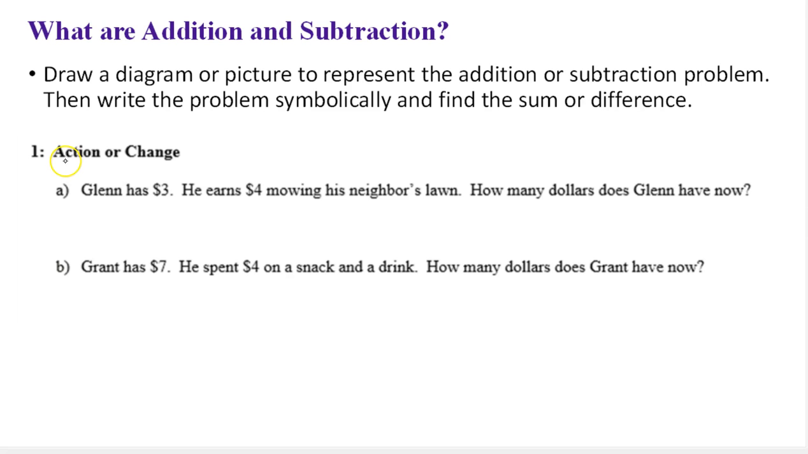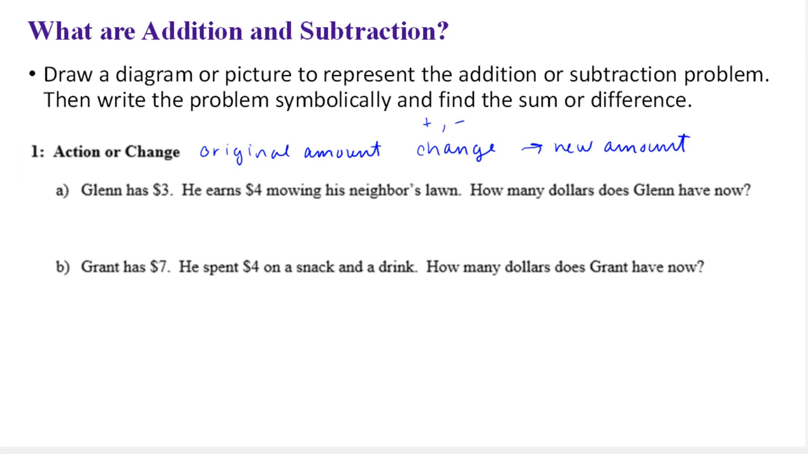So first, let's look at action or change problems. So what happens here is you have some original amount and then there's a change, which is a result of some action, usually over time, and it could be a gain, a plus, or a subtraction. Okay, and then the result is some new amount. So let's see how this works in the first problem.